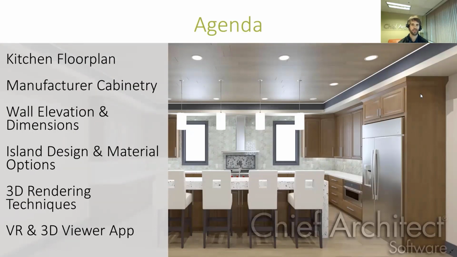We're going to start off by creating our initial kitchen floor plan. We'll then take a look at how objects and manufactured cabinetry work in Chief Architect. We'll create a wall elevation and automatically dimension it. We'll look at design options in the example, having an island with various countertop design options and various material options throughout the plan. We'll look at the various 3D rendering techniques, and we'll be using 3D rendering as we go throughout the webinar. And then we'll take a look at our mobile app, the 3D viewer. So with that, let me go ahead and switch my screen around here. The design we're going to be designing is the design you see in the background of the slide.